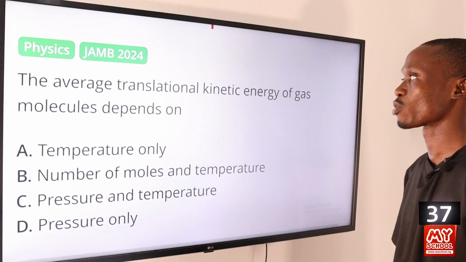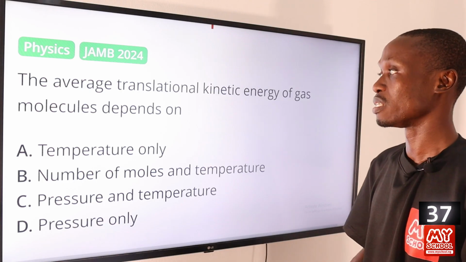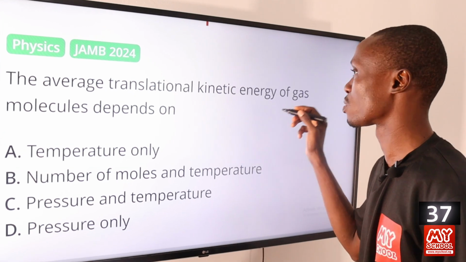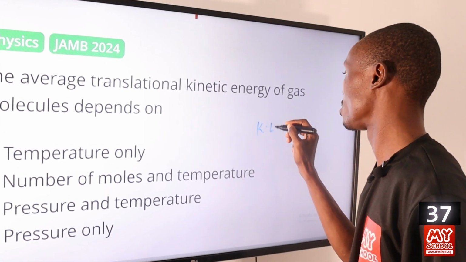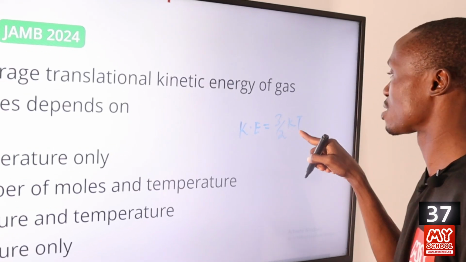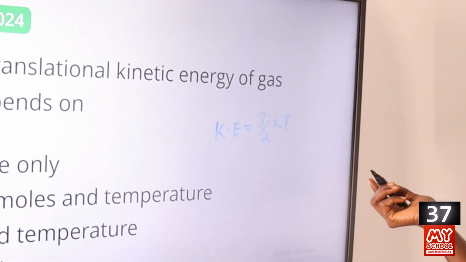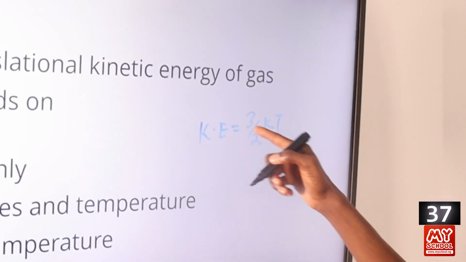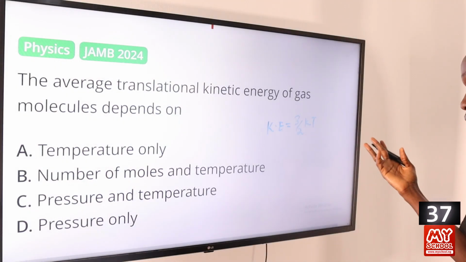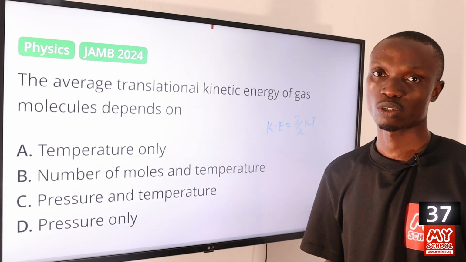So the average translational kinetic energy of a gas molecule is directly proportional to the absolute temperature of the gas. Going by this equation, kinetic energy of a gas is equal to 3 over 2 kT, where T stands for the absolute temperature, while k stands for the Boltzmann constant. So from this formula we can see that the average translational kinetic energy of a gas is directly proportional to the absolute temperature. So that makes option A the correct answer to this question.